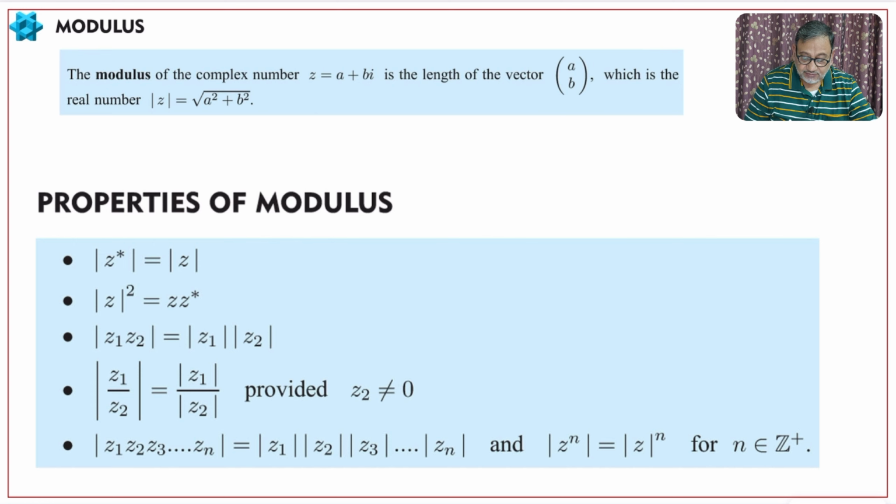In the same way we can write modulus of z1 times z2 times z3 up to zn is the same as modulus of z1, modulus of z2, modulus of z3, and so on, up to modulus of zn. So we can also write modulus of z to the power n is equal to modulus of z, all to the power n, where n belongs to Z plus, of course, the positive integers.